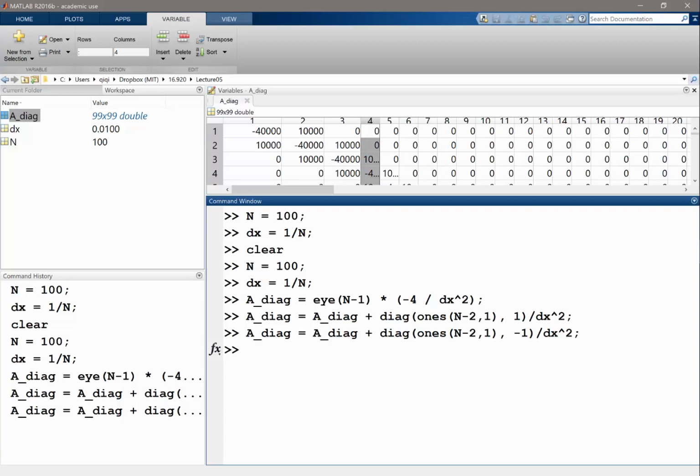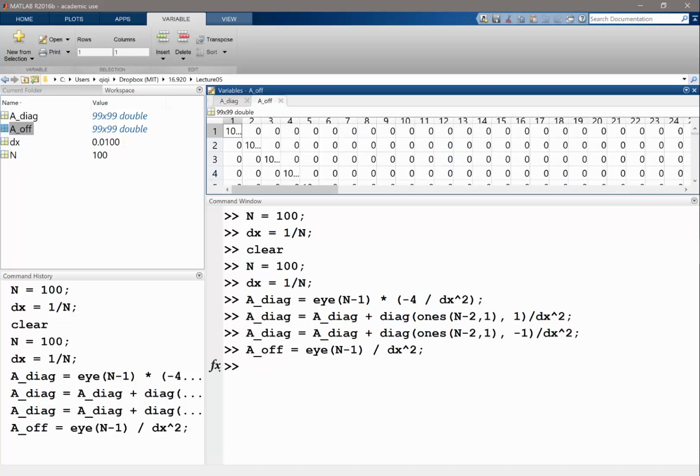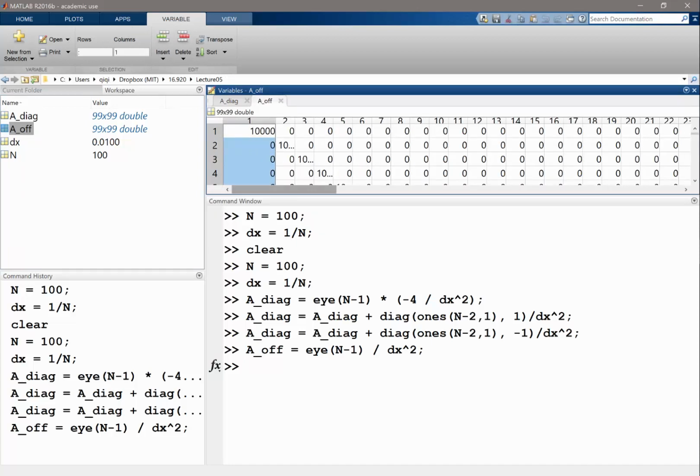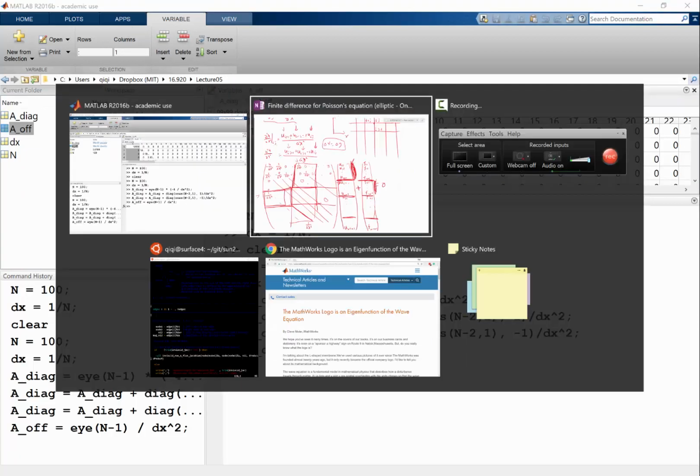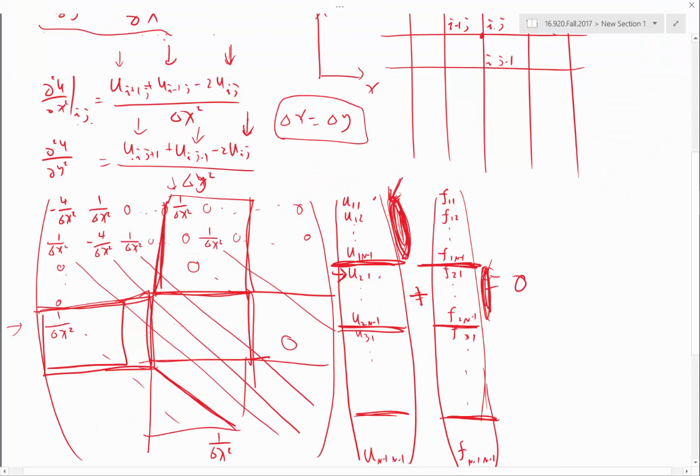Okay. So let's construct the A off diagonal blocks. That's just equal to identity of n minus 1 divided by delta x squared, right? So that's my A off diagonal. It's just a diagonal matrix with 10,000s. So that's the diagonal blocks and off diagonal blocks. I'm good. So the next task is to put these blocks in place in the big matrix.